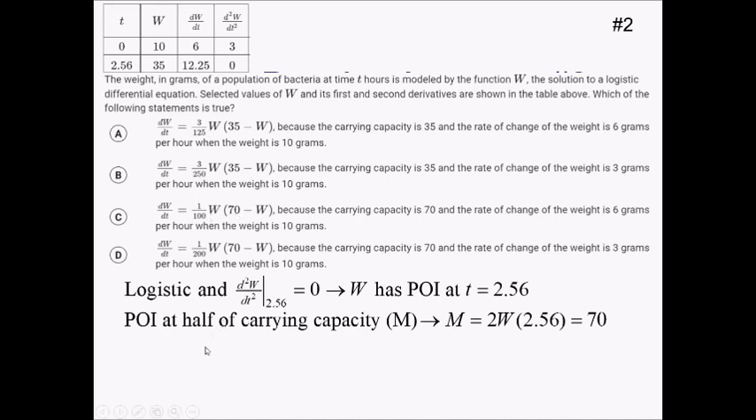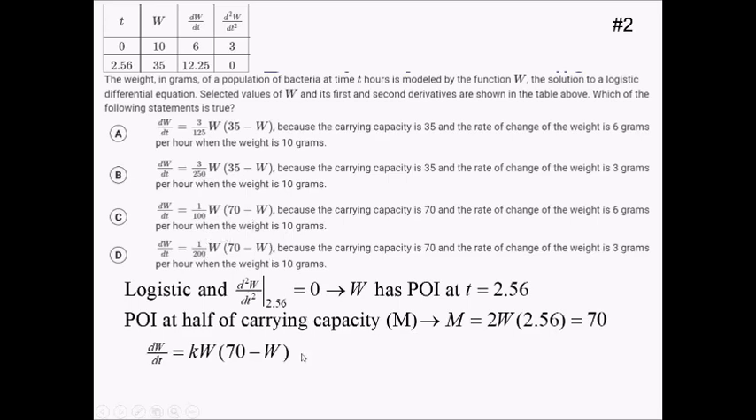So our general setup is that dW over dt is going to equal some constant K times W times 70 minus W. We still need to figure out the K value, though, because there are two answer choices, and they have different K values with everything else the same.